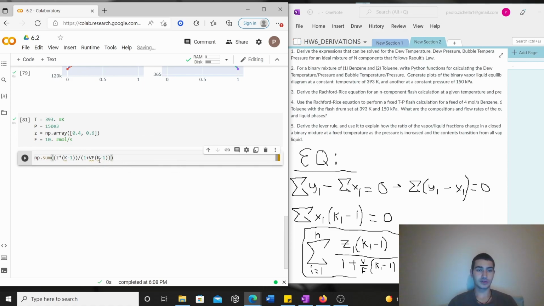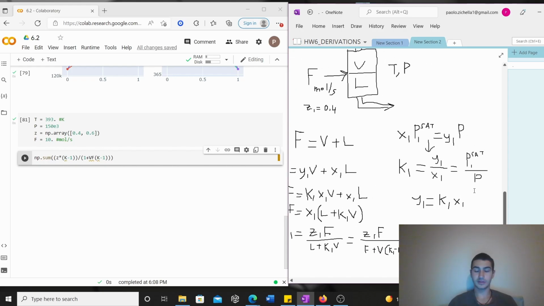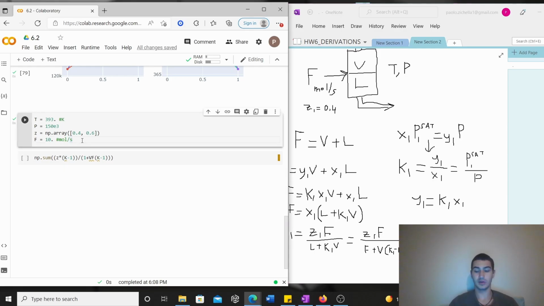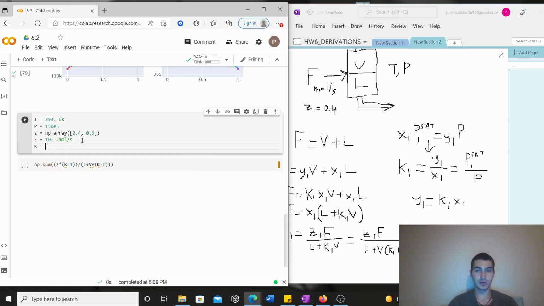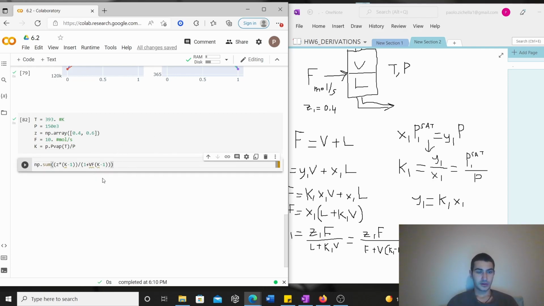As you can see, we also don't know what K is. It's underlined in red, but if we go back here, we know what Ki is. It's the pure saturated component vapor pressure divided by the pressure. So I'm going to go ahead and put that into our knowns as well. So K is equal to the pure saturated, so it's just p.Pvap, using the constant temperature still, divided by the pressure. And we know both of those, because we know the temperature and we know the pressure. So now K is all good.